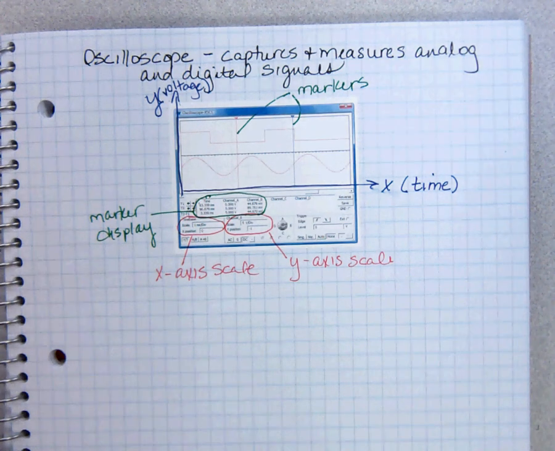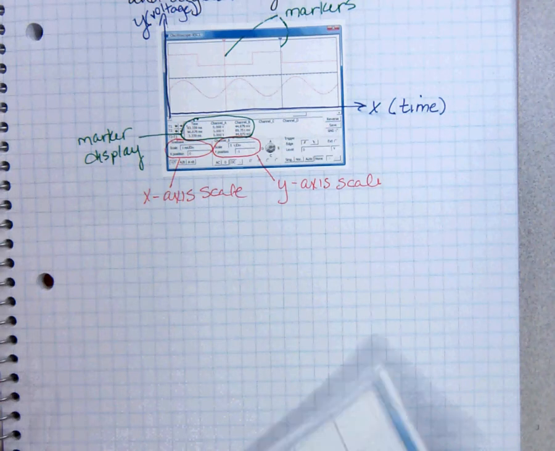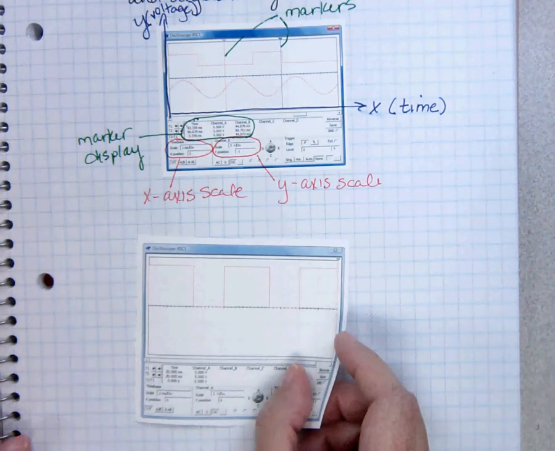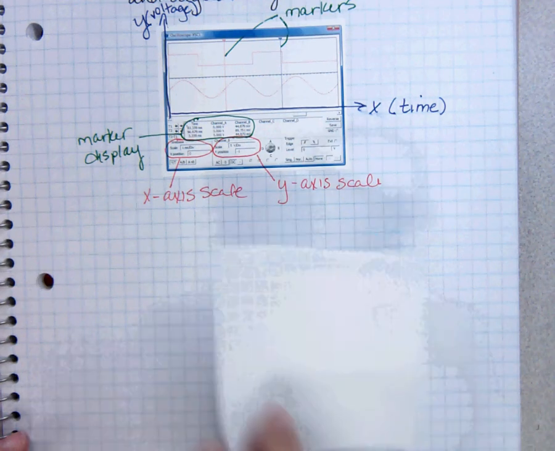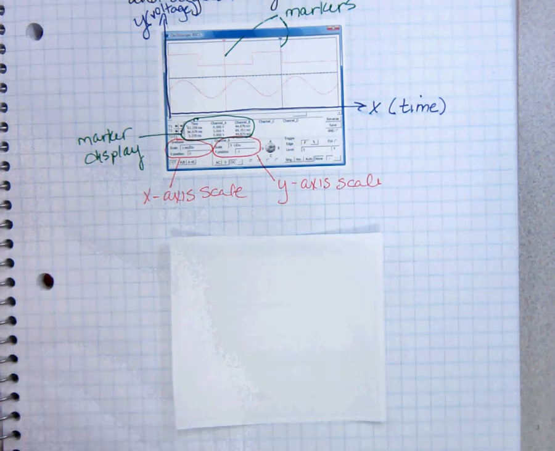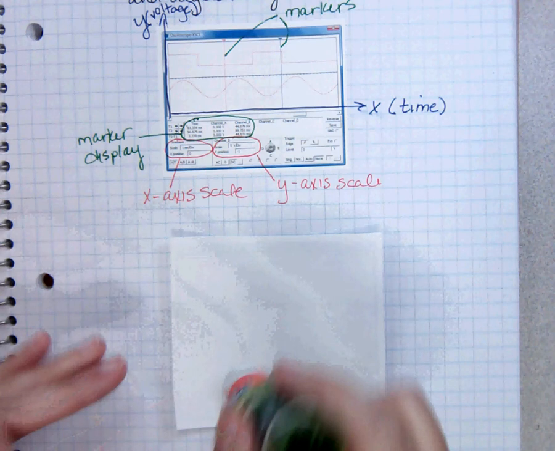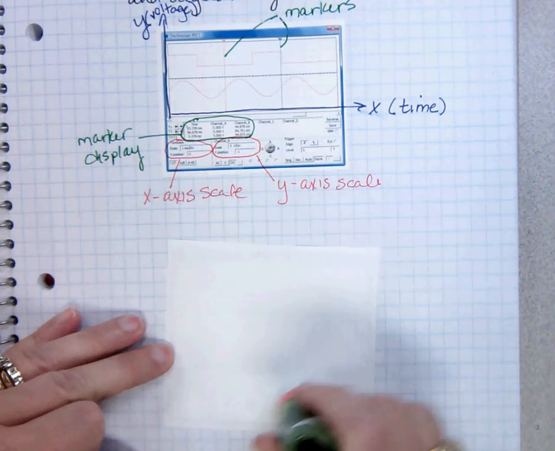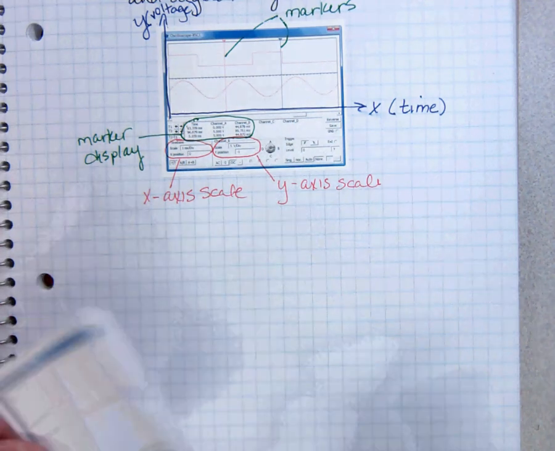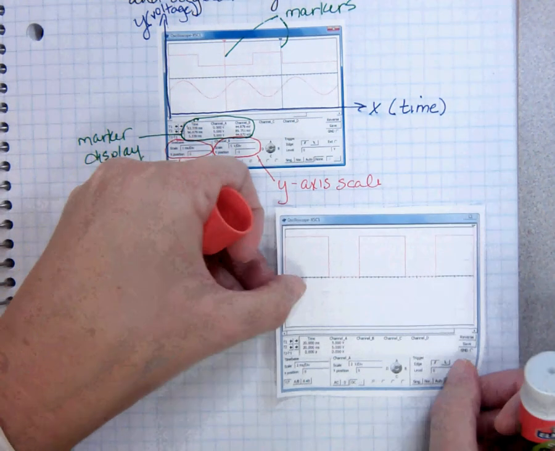Okay, so let's look at how we're going to use that information from the oscilloscope to actually calculate some of these values. The next thing I want you to add to your notebook is this cutout right here. I'm going to stick it over here to the side so I have room to work.